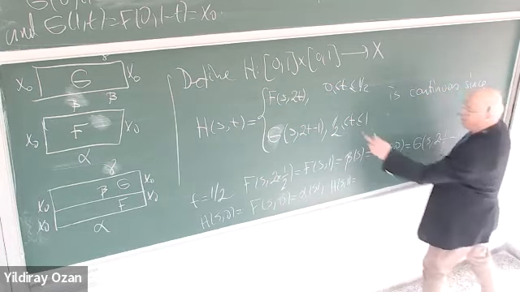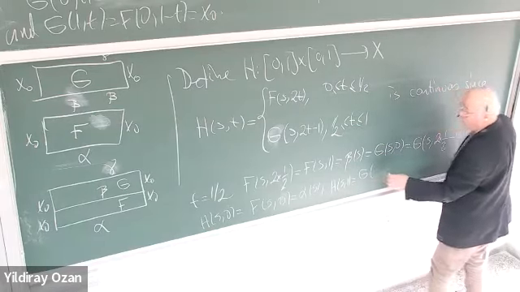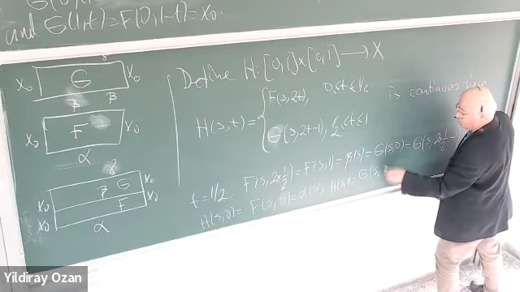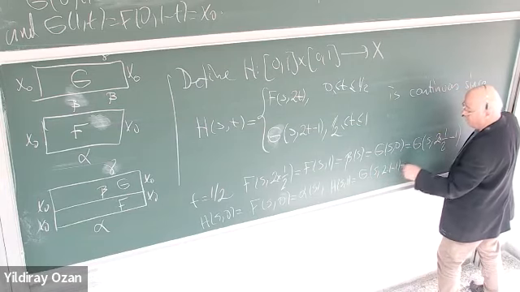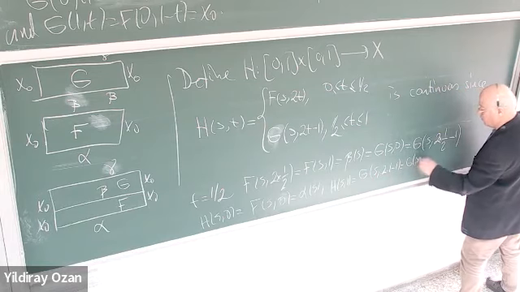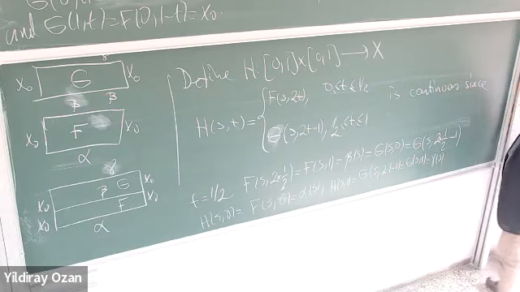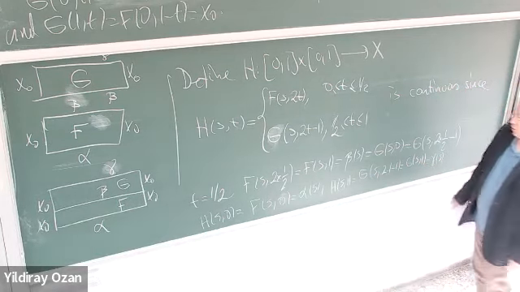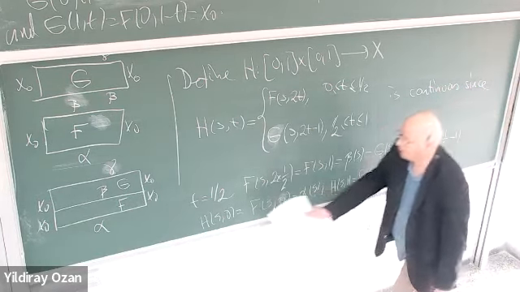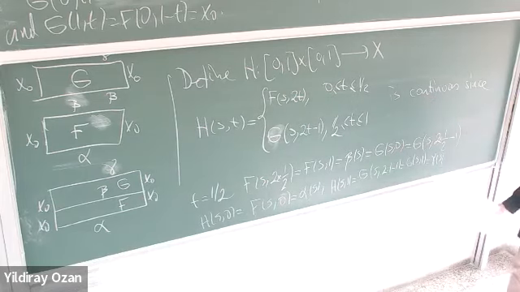Well, t equals 1, therefore I have to use this formula, g of 2s minus 1. Well, this is g of 1, and it is just gamma of s. Therefore, this homotopy H joins alpha to gamma.